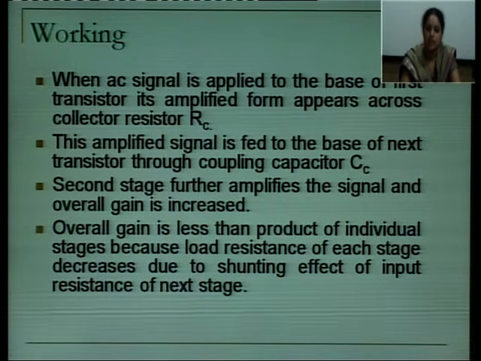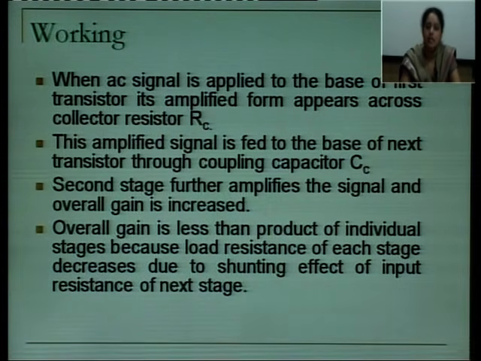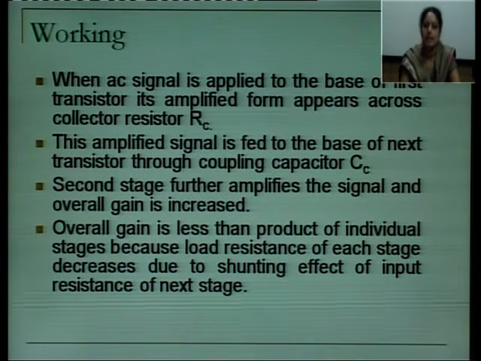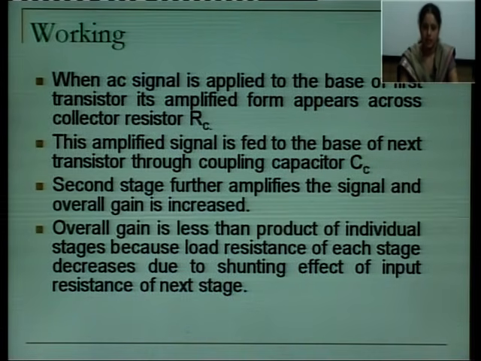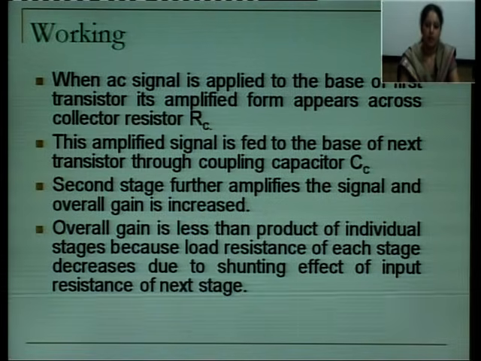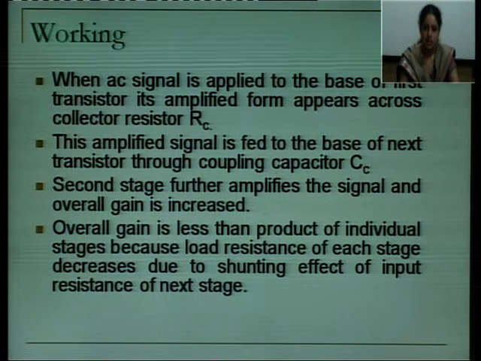Here we are considering a two-stage RC coupled amplifier. Two amplification stages are provided. The signal that was to be amplified only by one stage is here amplified by two stages. You have two amplification processes, so the gain is increased. The overall gain is less than the product of individual stages because the load resistance of each stage decreases due to the shunting effect of input resistance of the next stage. We have considered this in the block diagram and the circuit diagram. As your first stage is coupled to the next stage through shunt resistances, the shunt resistances decrease your gain.